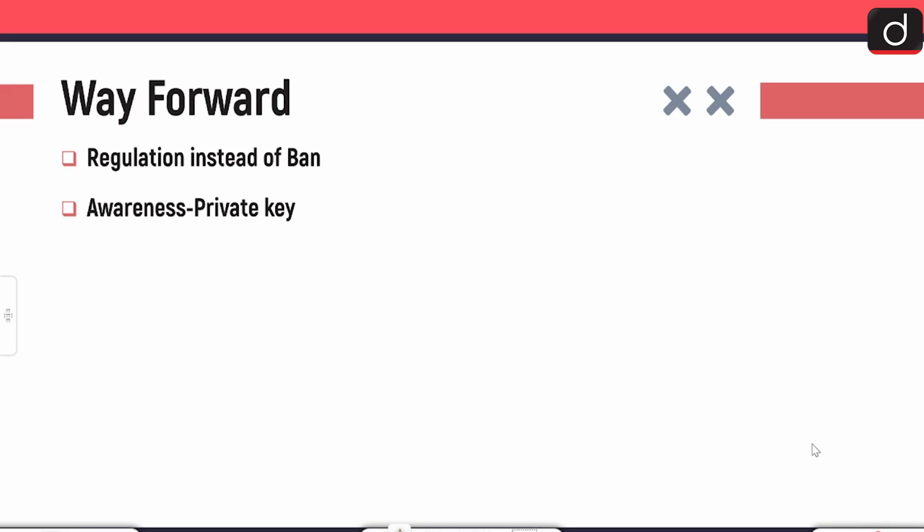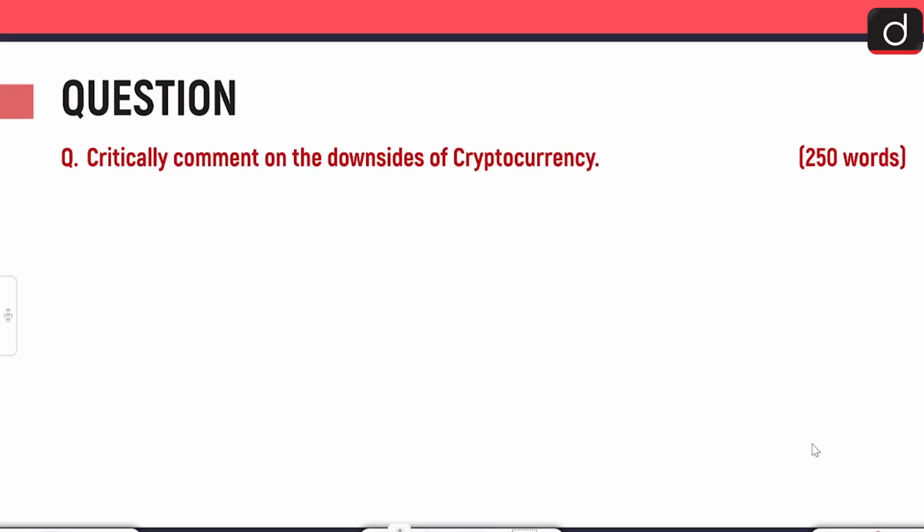And private keys are stored on the hard disks of the computer. So if it gets thrashed, that's a problem for people who are holding cryptocurrency. So awareness should also be generated. And once the private keys get lost, it is very hard to recover them. So first that. Second, if any malicious software such as Bhunt is targeting the private keys, that is also an issue because it's in the digital arena and it is very prone to theft. Critically comment on the downsides of cryptocurrency in 250 words.